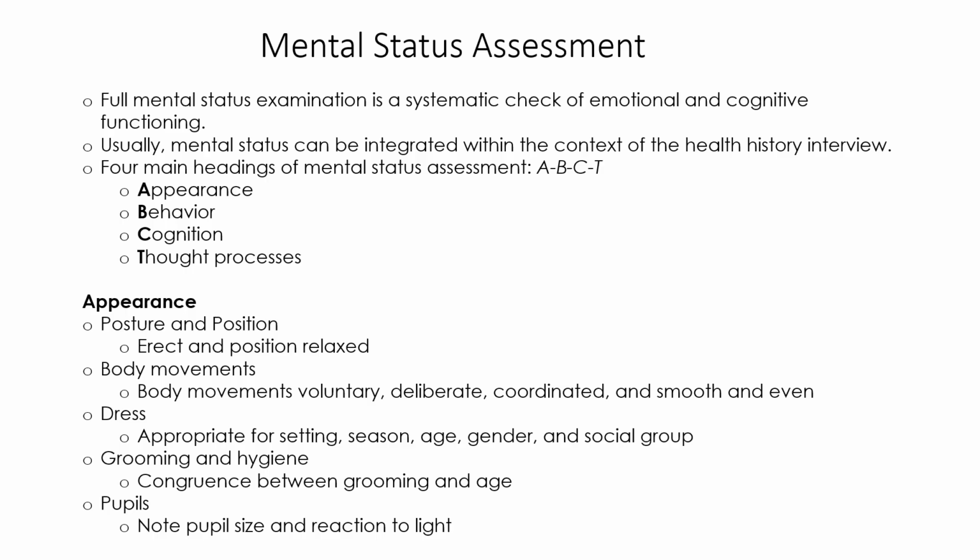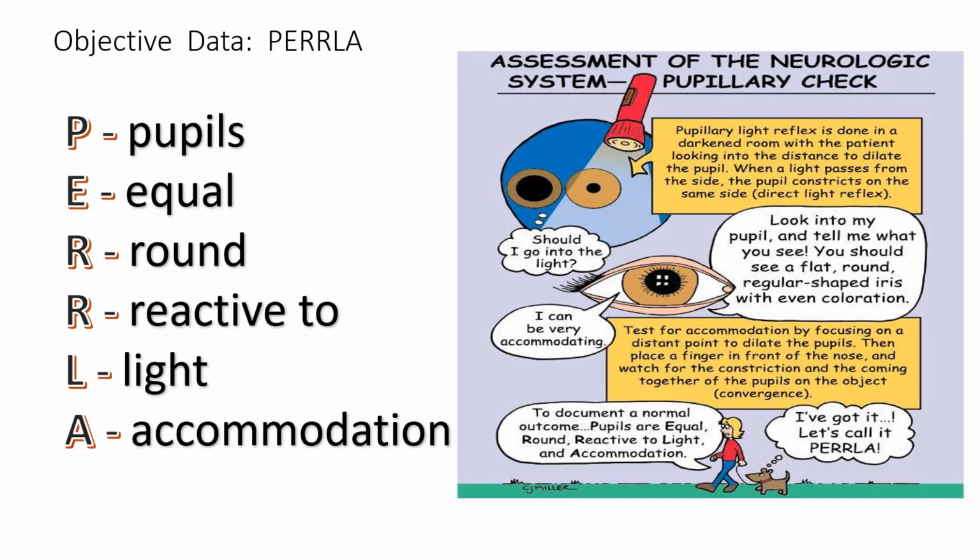Appearance, you're going to look at their posture and positioning, their body movements. How are they dressed? Are they dressed appropriately for the season and their age, gender? Grooming, hygiene. You want to look at the pupils. Are the pupils equal and do they react to light? So when we look at pupils, we are looking for PERLA: pupils equal, round, reactive to light, and accommodation.